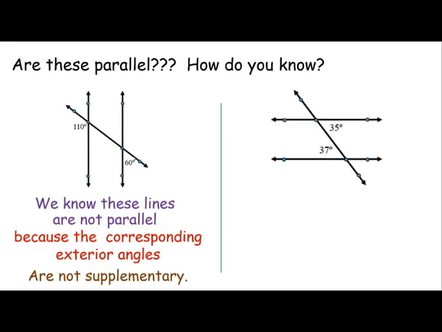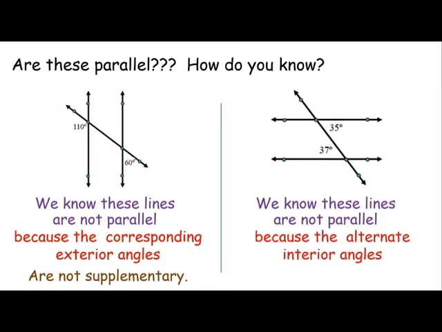Last one. Again, pause the video, try this on your own, then restart the video. I'm going to do this one a little faster. These are not parallel because the alternate interior angles are not congruent. I knew they had to be congruent because they are both acute angles, and if these were parallel lines, all the acute angles would be the same.